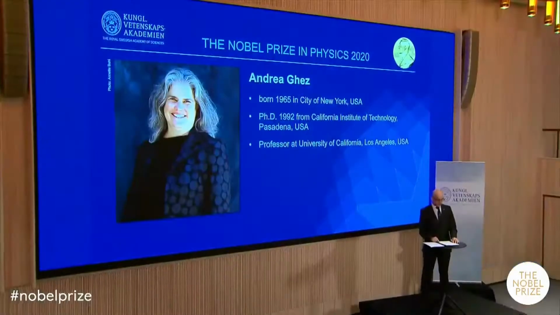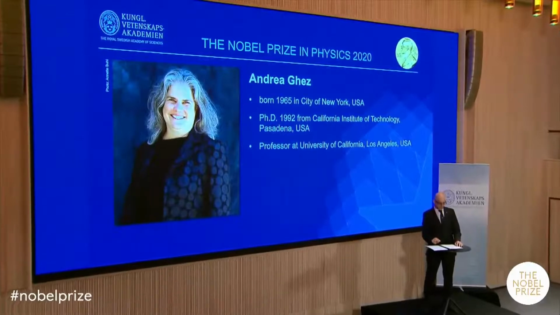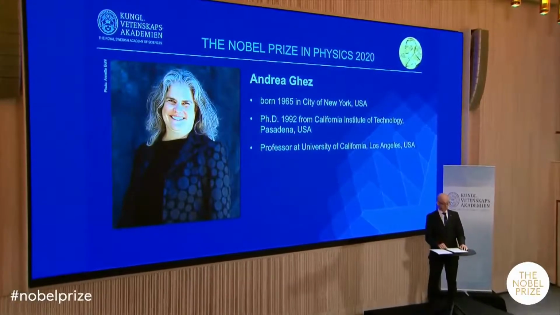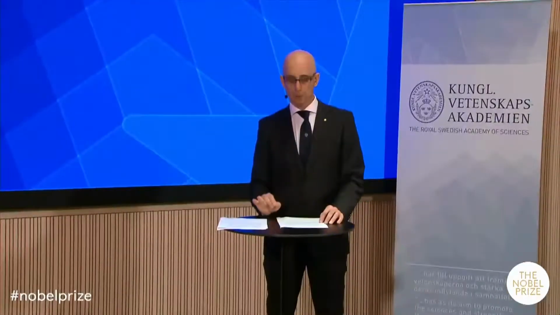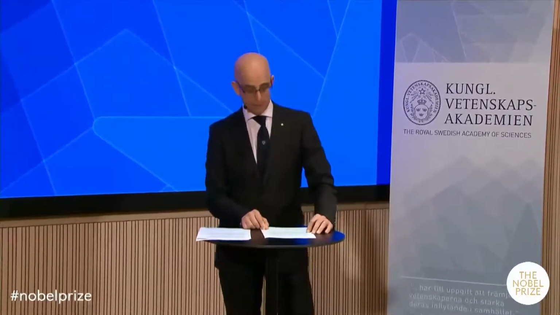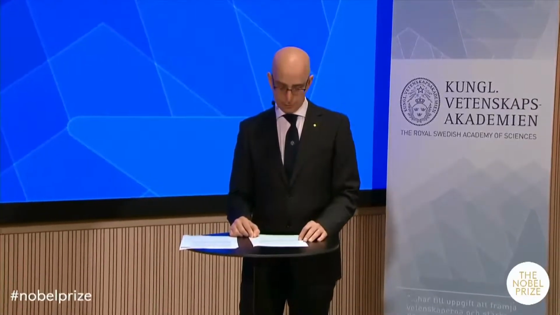Andrea Ghez has been pushing the frontiers of imaging at near-infrared wavelengths using the Keck telescopes in Hawaii. Her masterful use of laser-guided adaptive optics allowed her to make detailed mapping of the orbital motions of resolved stars close to the galactic center. The ultimate goal was to uncover the nature of the supermassive object lurking in the innermost part of the Milky Way. Professor Ghez, we are excited to hear about your fascinating discovery.